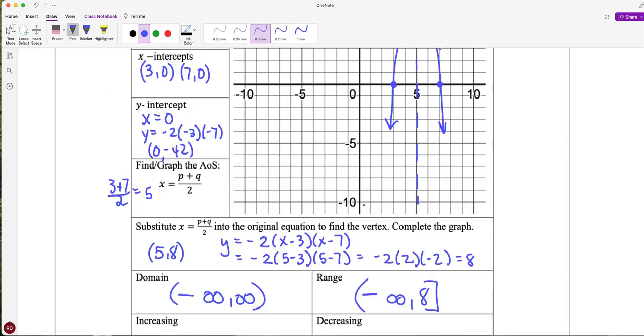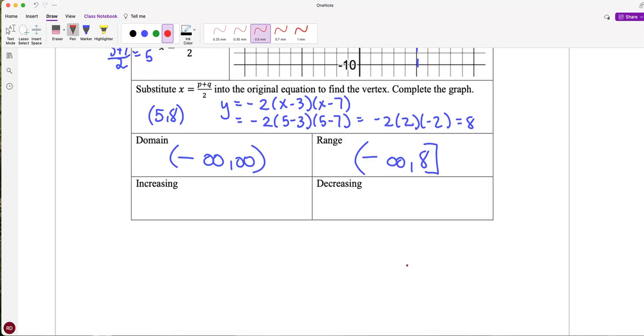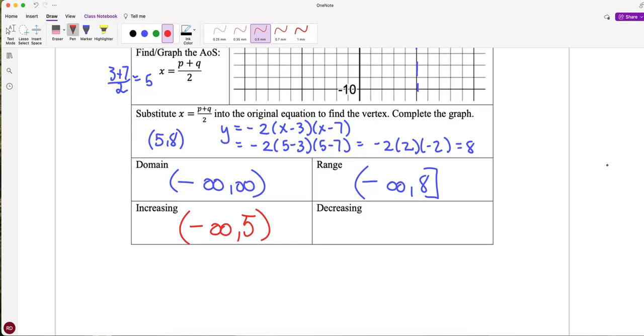Increasing and decreasing. The concept here is like as you travel from left to right, do your y values go up? So I could mark this point right here and this point right here. As I went from left to right, did the y values get bigger? Answer is yes. This function increases as x goes from -infinity all the way over to 5. Okay, so it increases from -infinity to 5. And then once I get to 5, this thing starts decreasing. It decreases from 5 to infinity as x goes to infinity. So the decrease is 5 to infinity.